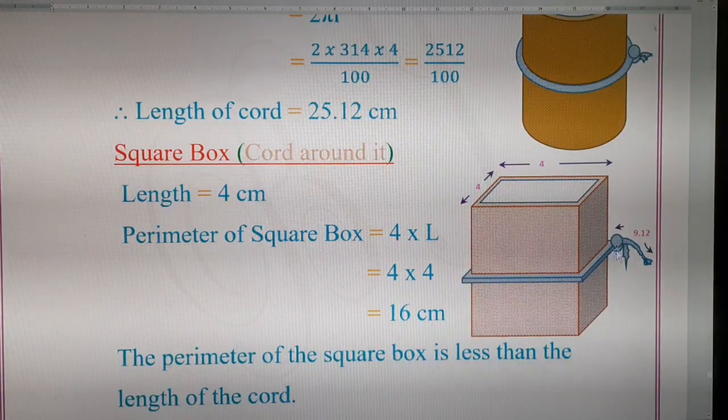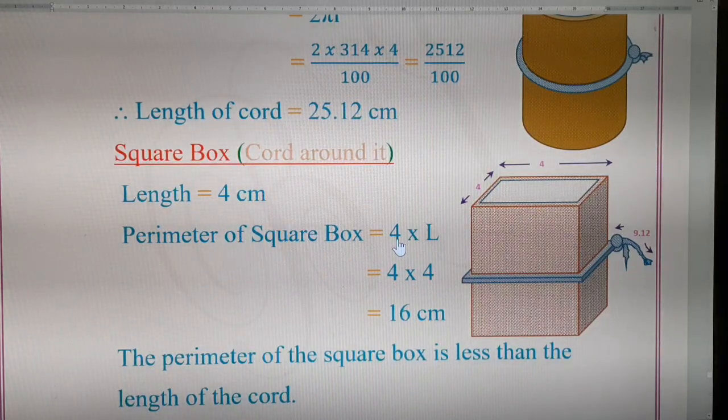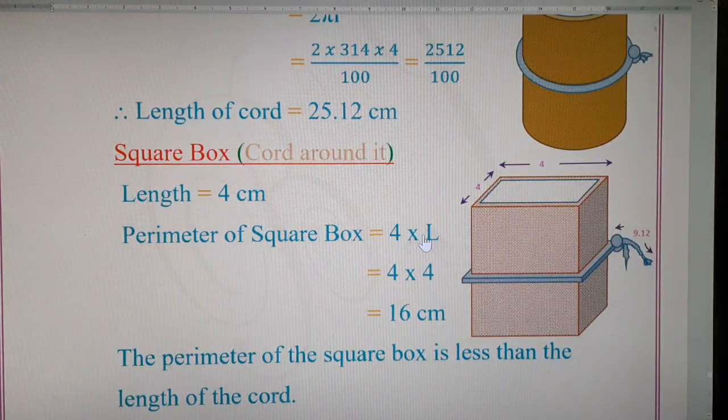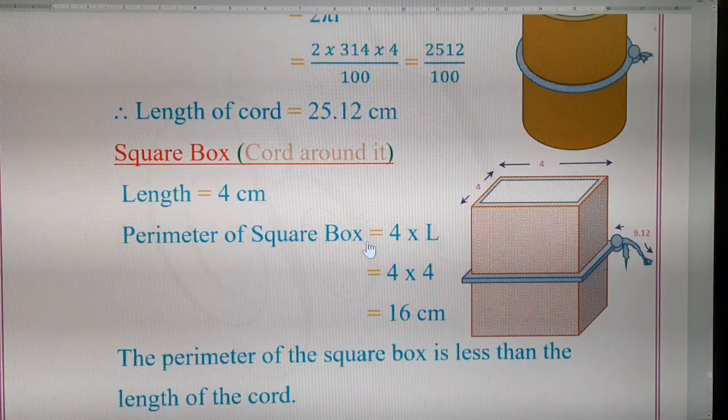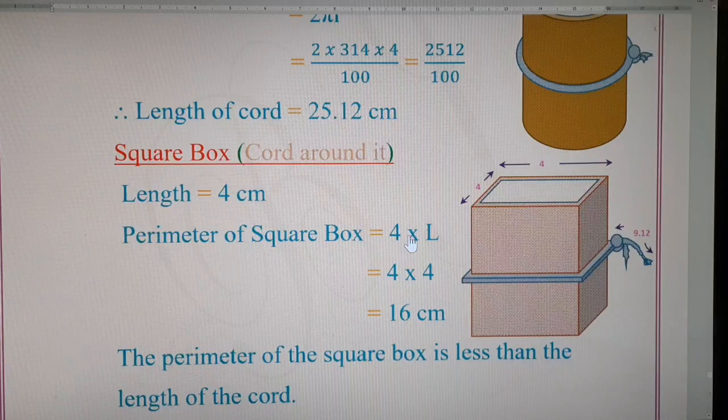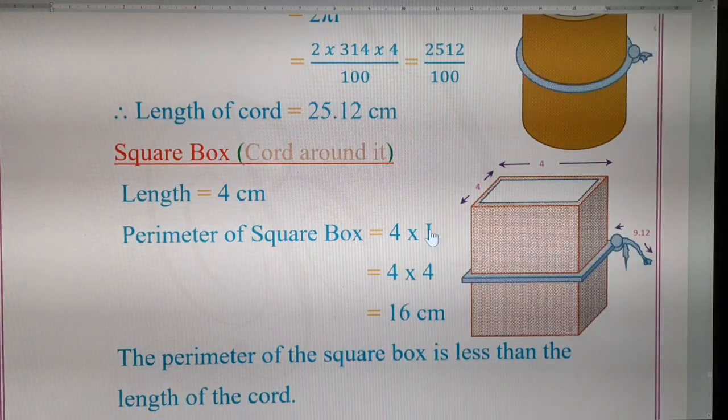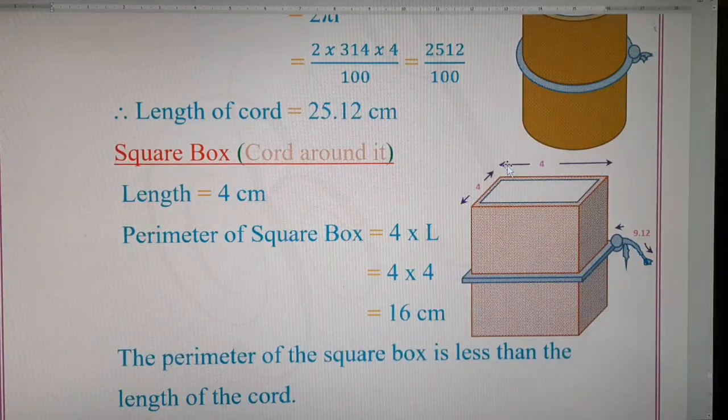So the length of the rope will actually be equal to the boundary of the square box, or we can say the length of the rope will be equal to the perimeter of the square box. So we can calculate the perimeter of the square box by using the formula 4 into L. 4 into L means 4 into 4, where L is the length of the square box. So this square box is of length 4 centimeter.